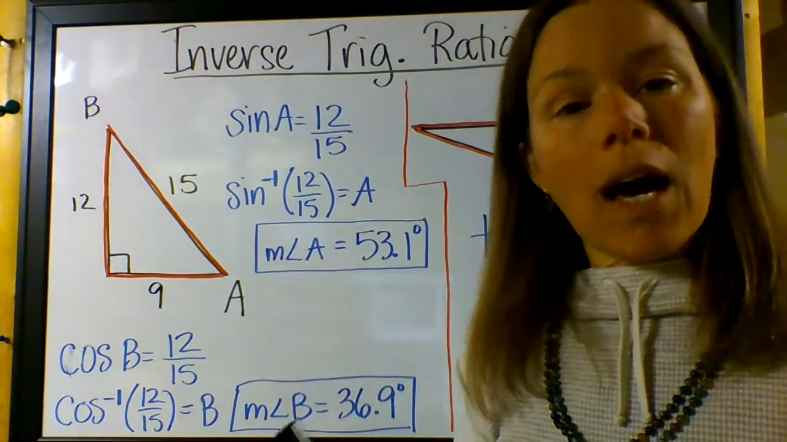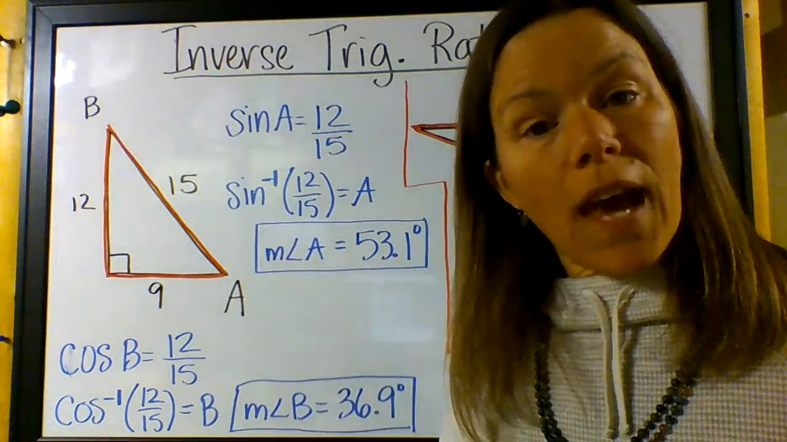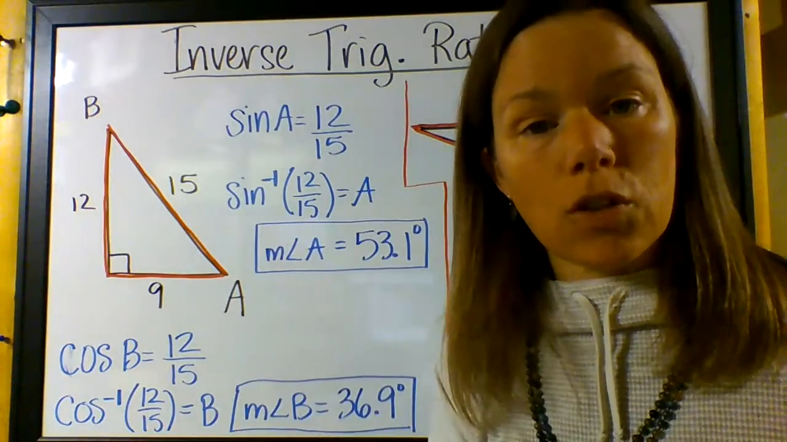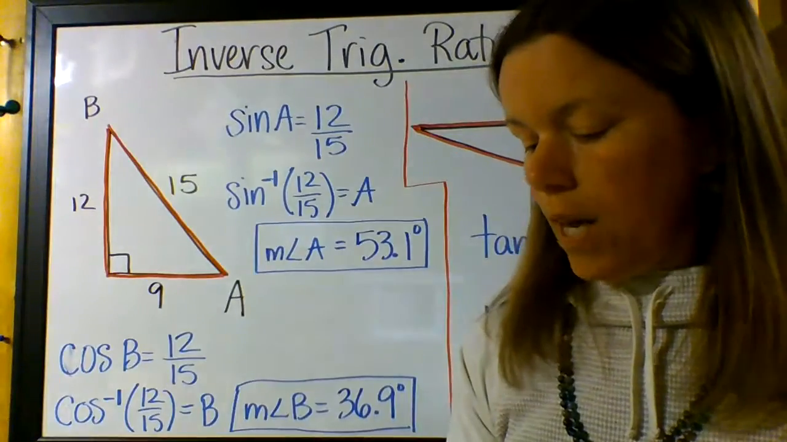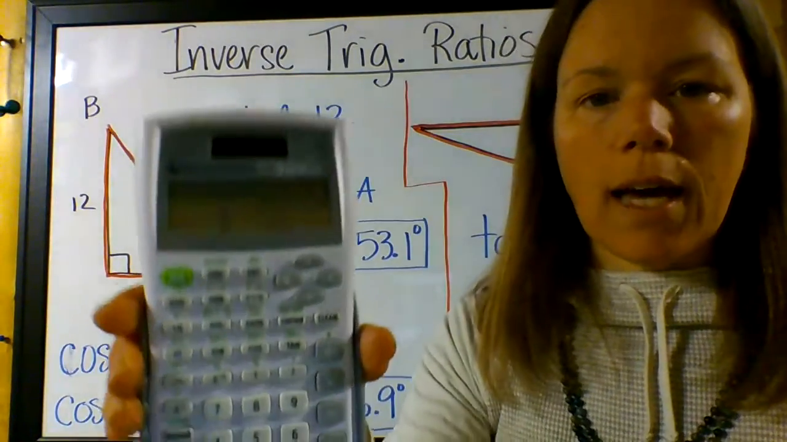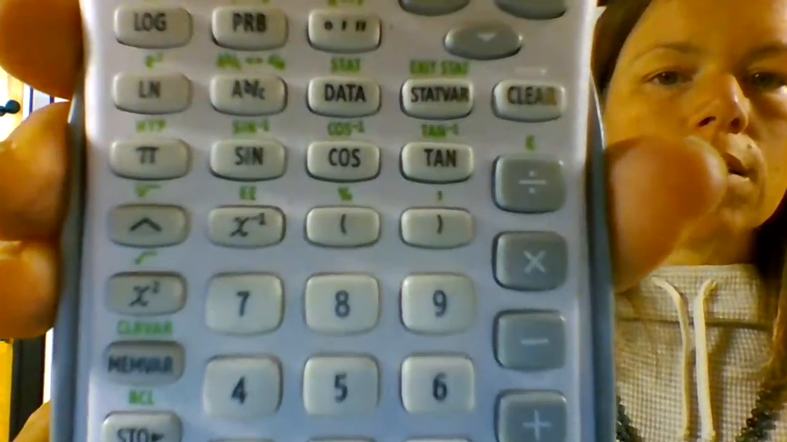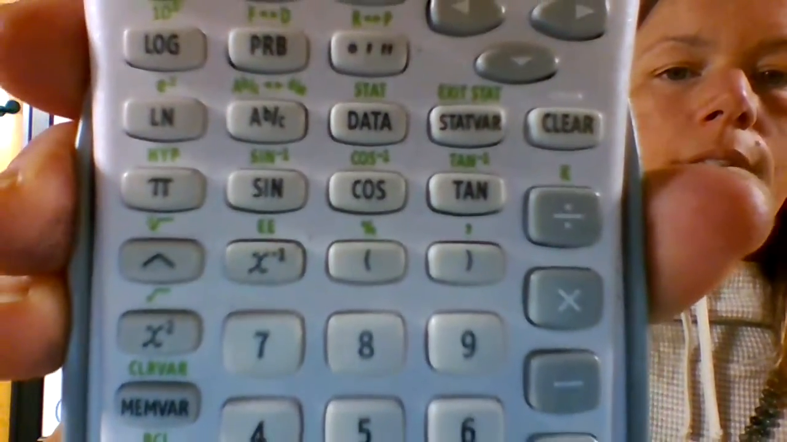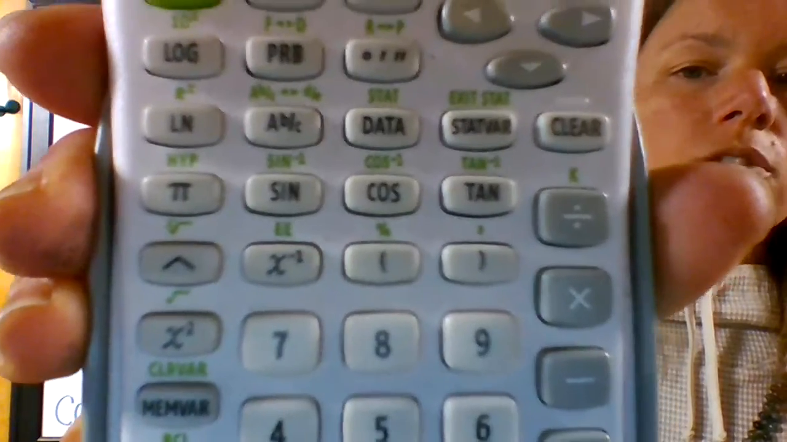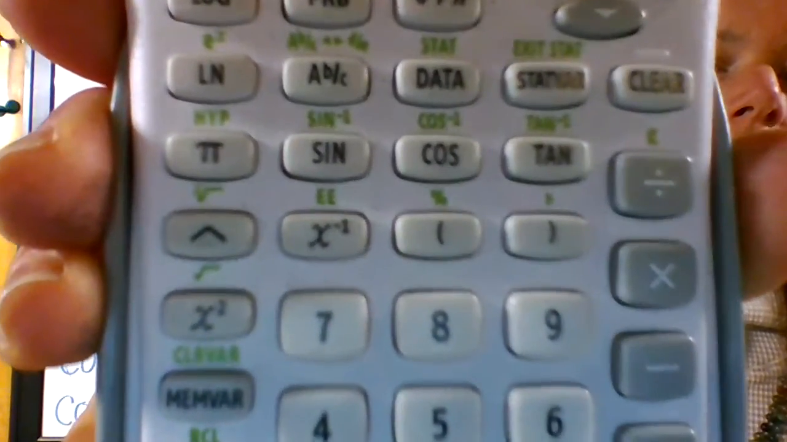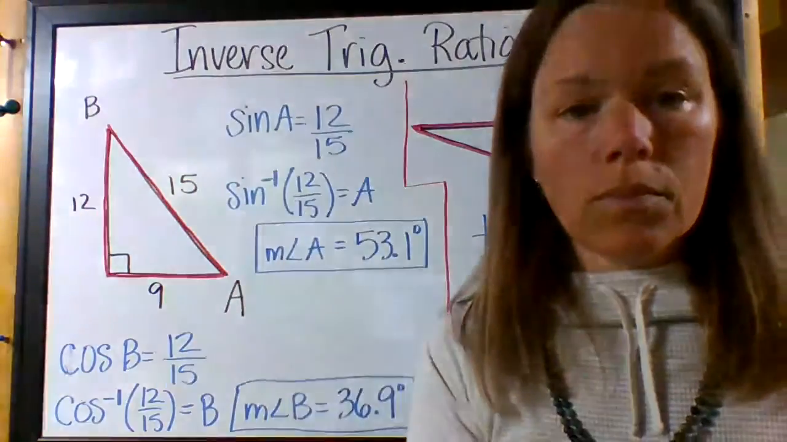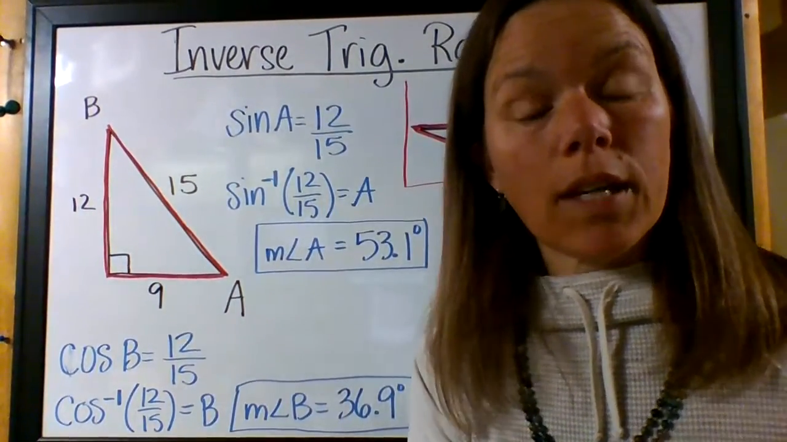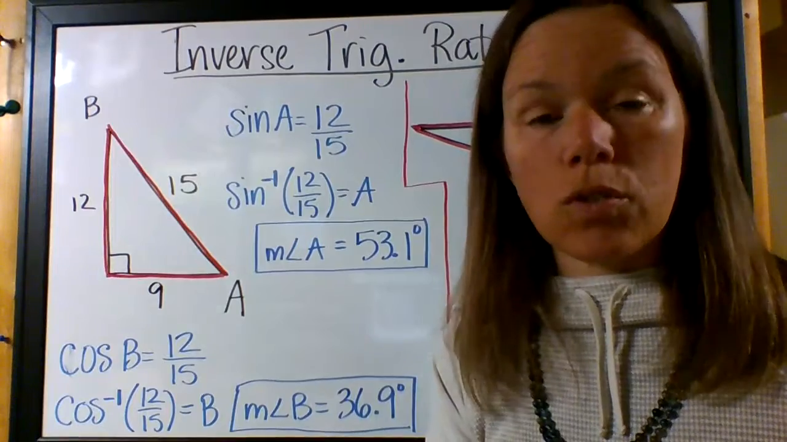We're going to take a look at how to find out what the measure of the angle is, and we're going to use inverse trig functions for that. If you have a calculator like this, you can see where the sine, cosine, tangent buttons are, and above them are the inverses: sine to the -1, cosine to the -1, tangent to the -1.